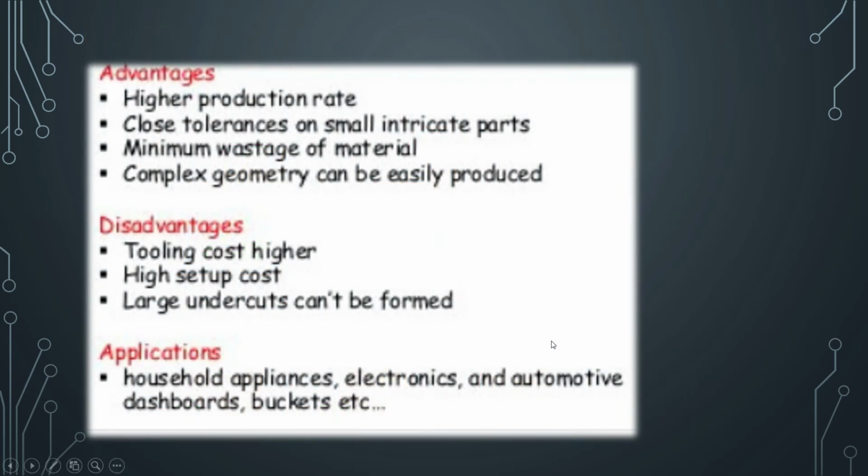We'll move towards the advantages of injection molding. It is widely used for higher production rates. Close tolerances on small surfaces or small critical parts can be achieved. There is minimum wastage of material and complex geometry can be easily produced. There are a few disadvantages, like the tooling cost is much higher. If you require a precise part, then you can select injection molding. There is also a higher setup cost and large undercuts cannot be formed.